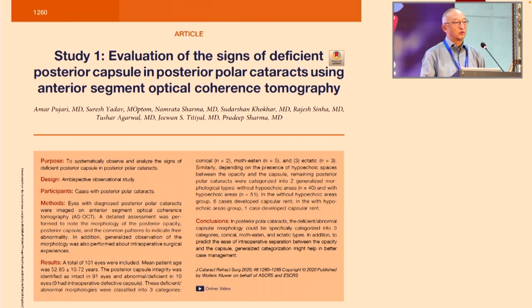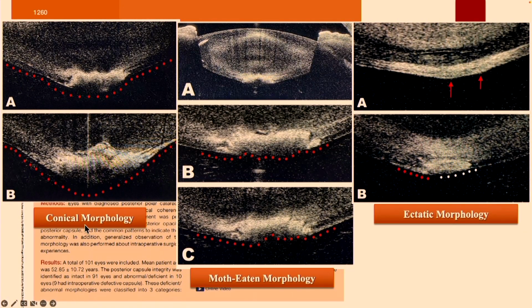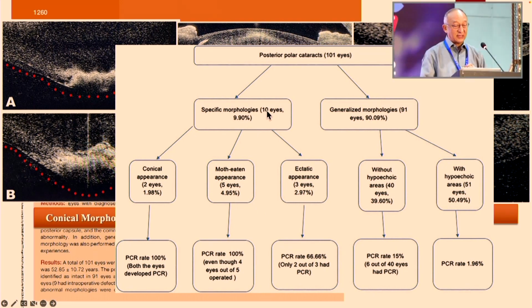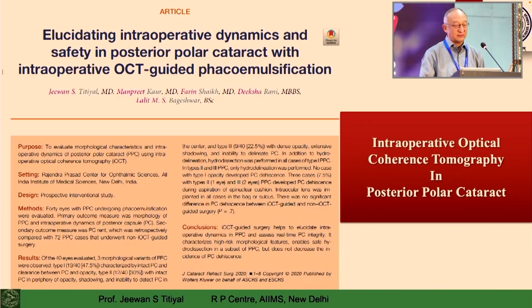So we scanned almost more than 100 cases looking for which are the high risk shapes of a posterior polar cataract which have a high chance of defect happening. So 3 shapes were identified. One is a conical morphology, second is a moth-eaten morphology, or you have an eclectic morphology. If you have these 3 morphologies, you have a very high chance of posterior capsule opening. Like you see, we had around 10 eyes out of 100 eyes, and all of them had a very high incidence of rupture. And they all didn't have the posterior polar cortical disc defect sign. So if you don't have the sign, you have a different morphology, that is a high-risk morphology.